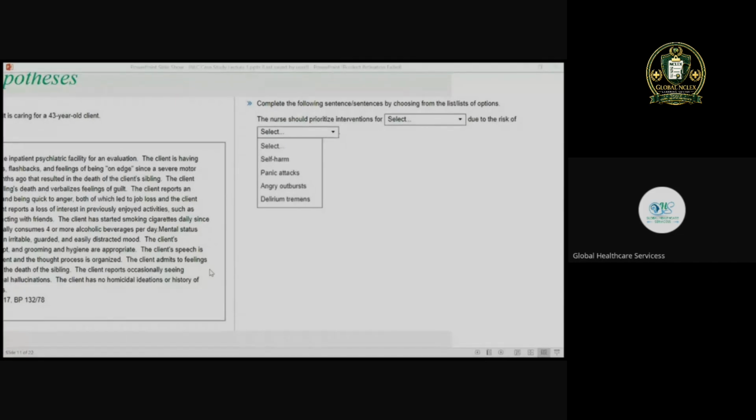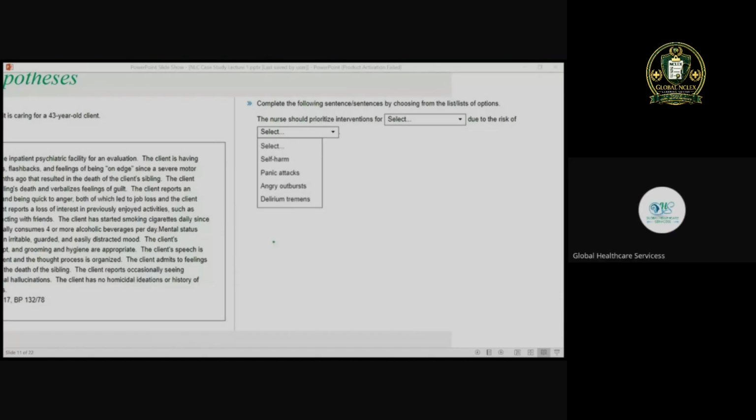All clear? Now you have prioritized the hypothesis, and you have an idea of how to prioritize. Now I have to prioritize between self harm, panic attack, angry outburst, or delirium tremens. Clear? Okay. Yes, ma'am. Please guide me why anxiety is not correct.